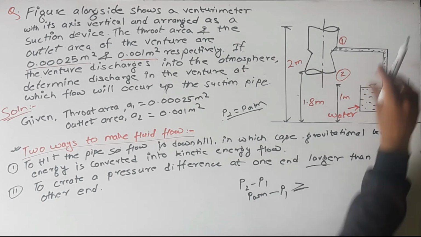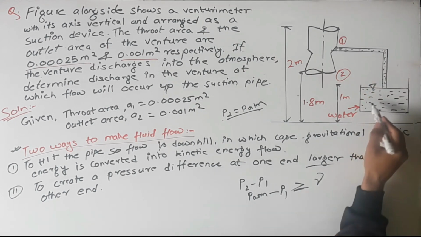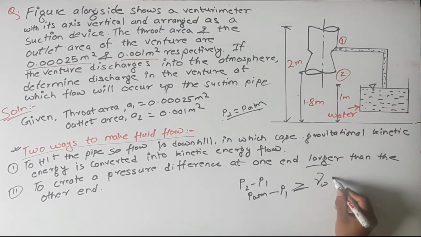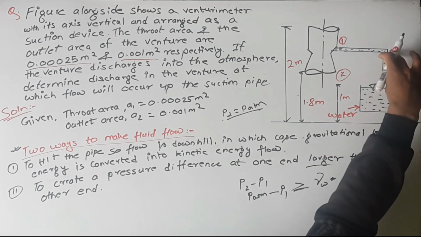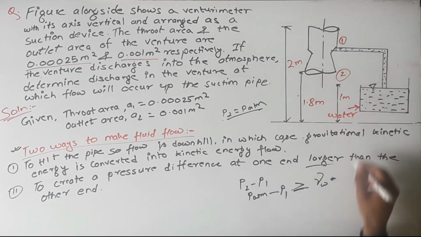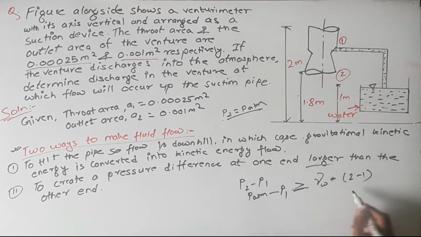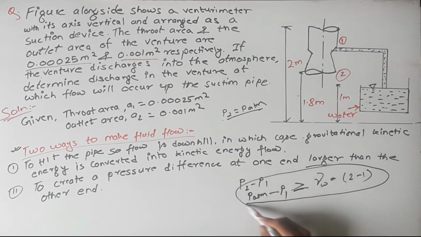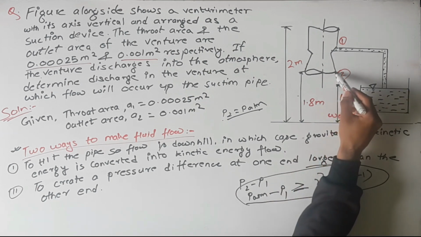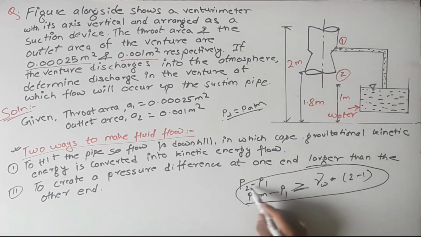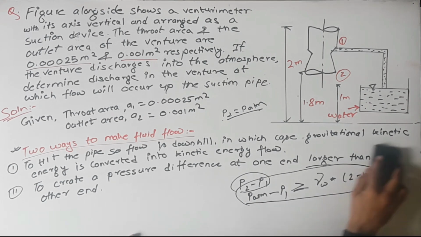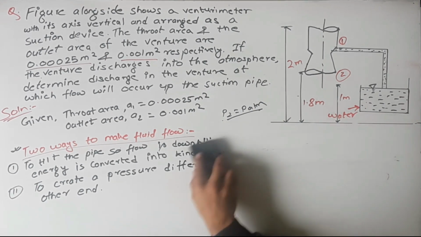This is equal to the pressure difference here. The pressure difference here is gamma of liquid, here water, gamma of water into this height, which is 2 minus 1. So we have to find this PATM minus P1. How to find this PATM minus P1 first? We can apply Bernoulli's equation between point 2 and point 1 so that we can find P2 minus P1. I'll draw this here. Please note this.